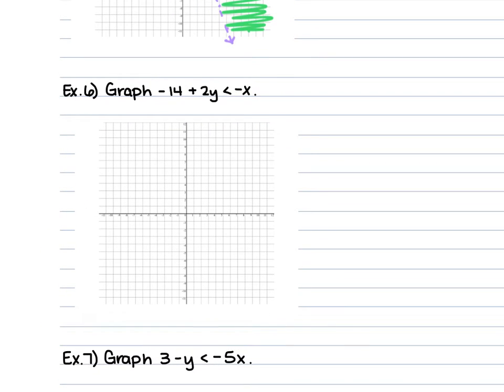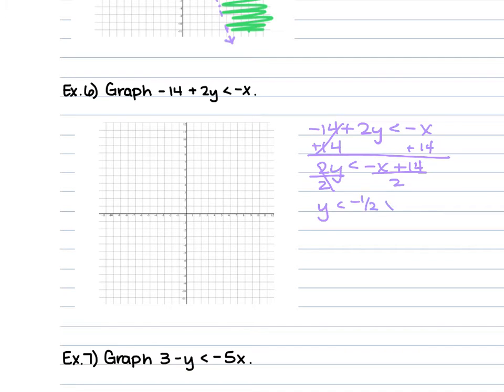For example 6, we have negative 14 plus 2y is less than negative x. So we're going to move the 14 over first. Add it to both sides. We have 2y is less than negative x plus 14. Divide by 2. So y is less than negative 1/2 x plus 7.